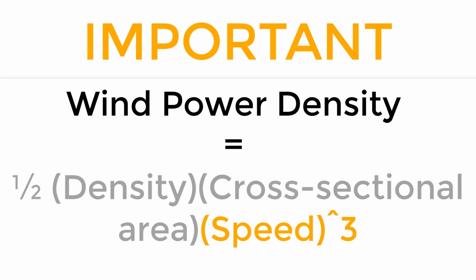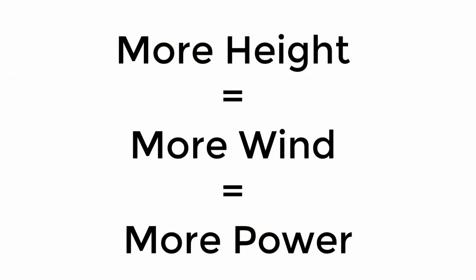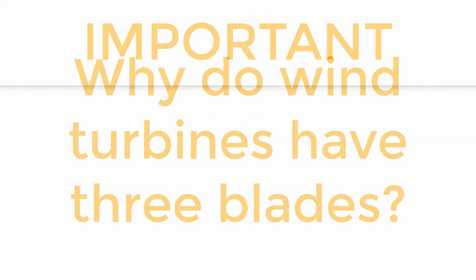So the wind velocity is incredibly important. And by putting the turbine at a higher elevation, we'll get a higher wind speed, and thus we get a higher wind power density, and we can pull more energy out of the wind.